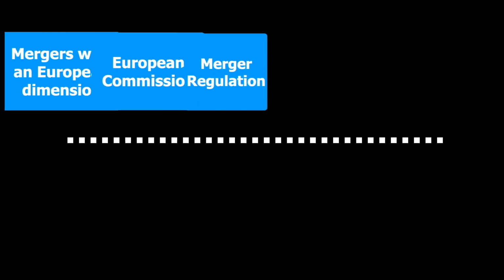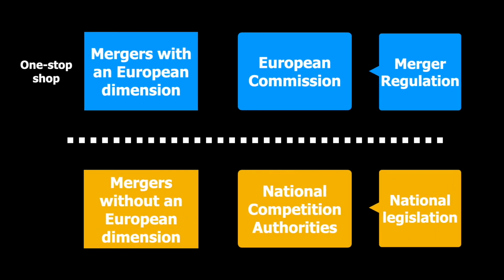So there's a dividing line between what is called the one-stop shop principle in the regulation and the issue of multiple notifications. Mergers with an European dimension are subject to the EU merger regulation, and thus have to be cleared by the European Commission. Whereas mergers that do not have an European dimension will be subject to the competence of national competition authorities and thus subject to national legislation.